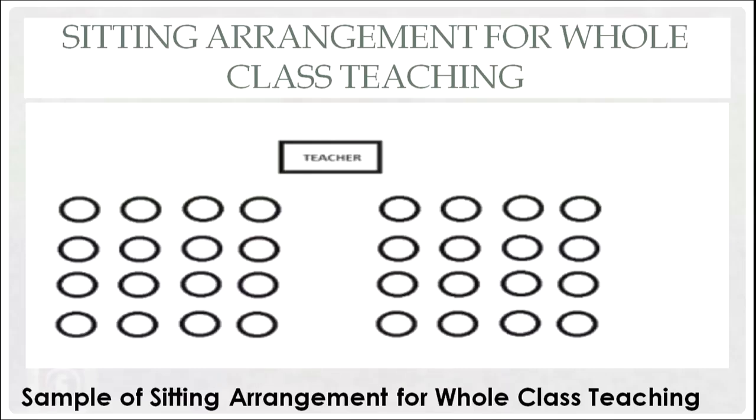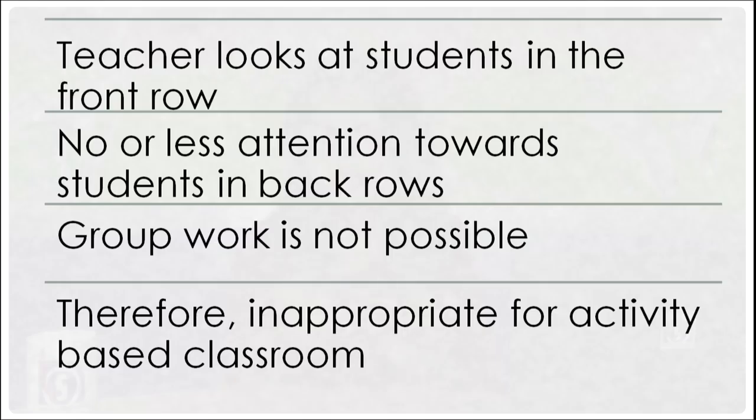It is very simple. If you see, there is a block called teacher where the teacher sits, that is usually in the front of the classroom, and the small circles are basically students. So this is what our traditional classrooms look like, and this kind of sitting arrangement is appropriate for whole class teaching. Now what are the characteristics?